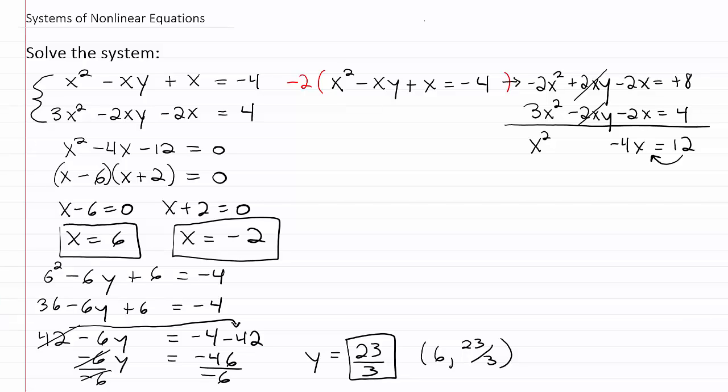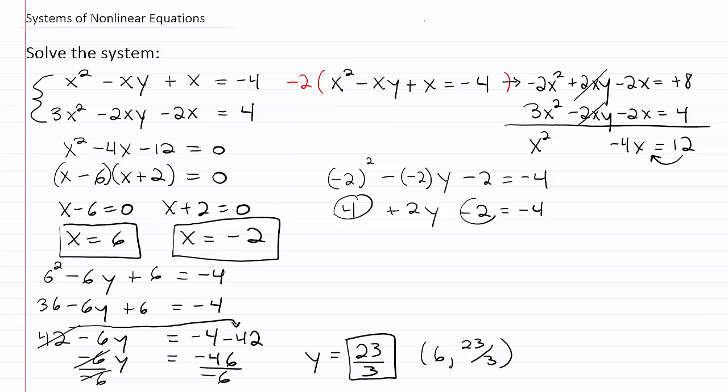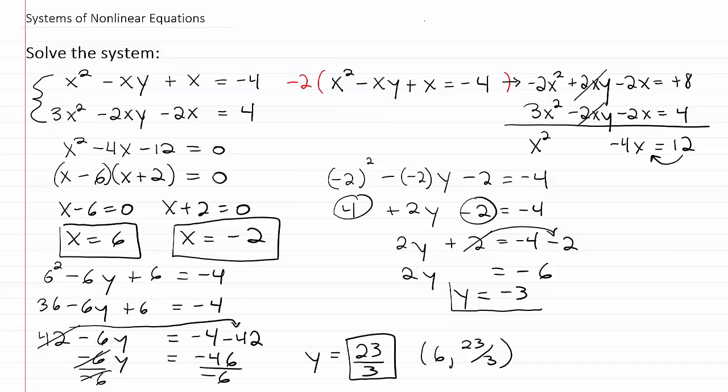All right, from there, let's go ahead and see what happens if x is equal to negative 2. So we can use the same equation again. We'll say negative 2 quantity squared minus negative 2 times y minus 2 is equal to negative 4. So that'll give you 4 plus 2y minus 2 is equal to negative 4. So 4 minus 2, of course, gives you just 2. So we'll have 2y plus 2 is equal to negative 4. And therefore 2y, if we bring this over, becomes a negative 2 on that side, is equal to negative 6. So finally, y is equal to negative 3 after you divide both sides by 2.